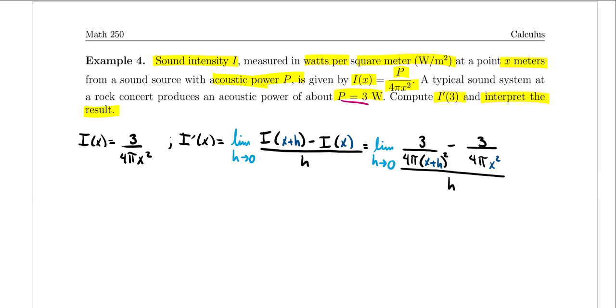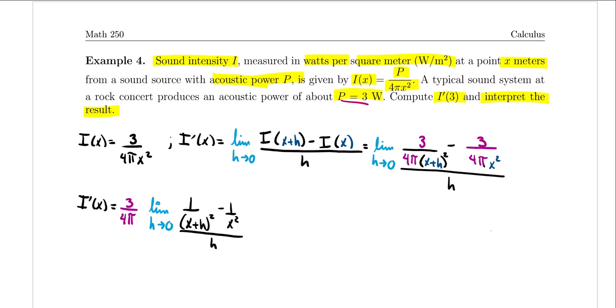Now for this one, I want you to notice something. Notice that both of the fractions have a 3 over 4 pi. So what I'm going to do here is go ahead and factor out a 3 over 4 pi from the numerator and then take the limit, because the 3 over 4 pi is just a constant. So I can move it outside the limit if I want. It's some of the limit properties that we've discussed. So once we factor out the 3 over 4 pi, we're left with this.